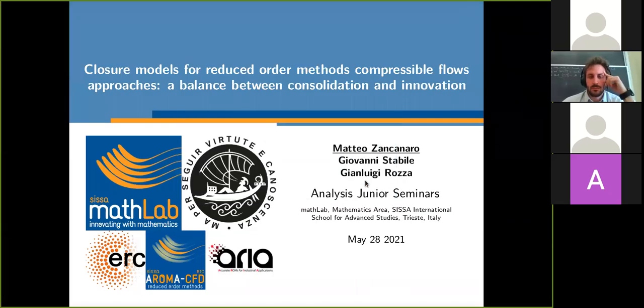Today with us we have Matteo Zancanaro. Matteo is a last year PhD student and he works with Professor Gianluigi Rozza and Dr. Giovanni Stabile, and today he will talk about closure models for reduced order methods, compressible flows approaches, a balance between consolidation and innovation. Thank you, Matteo.